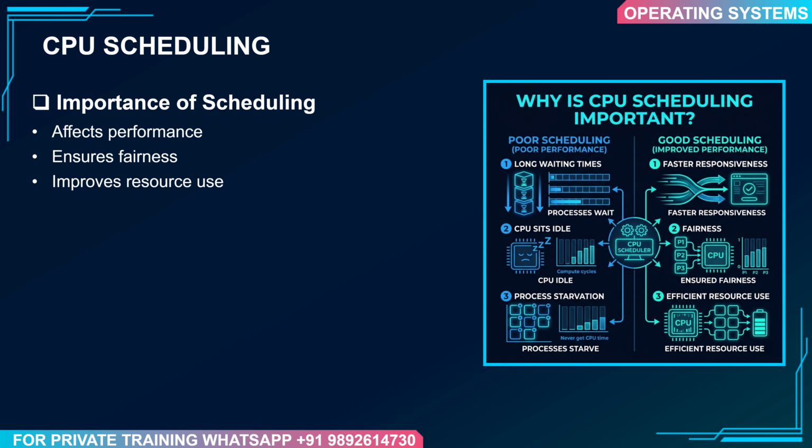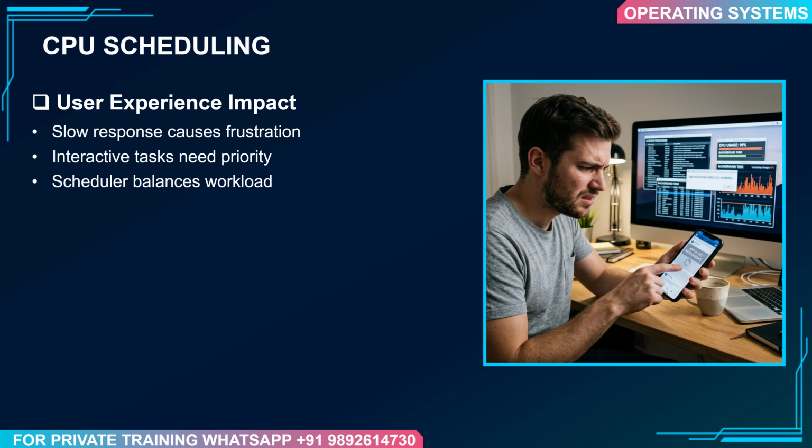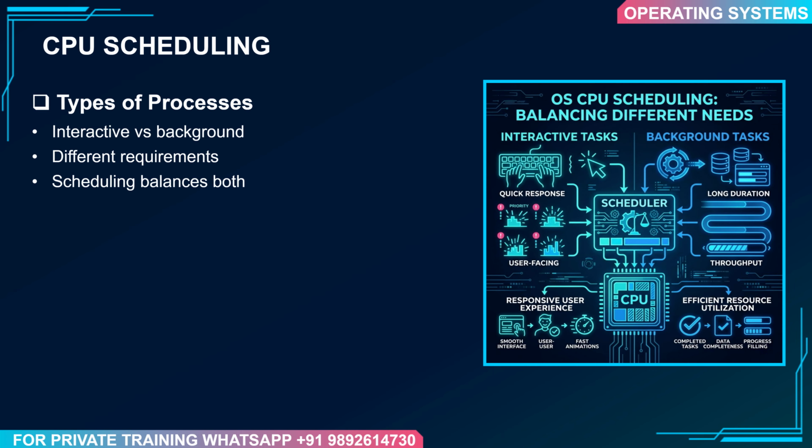Now, why is CPU scheduling so important? Because it directly affects system performance. If scheduling is poorly designed, processes may wait too long, the CPU may sit idle, or some processes may never get a chance to run. On the other hand, a good scheduling strategy improves system responsiveness, ensures fairness, and makes efficient use of resources. Let's take another example. Suppose you click on an app and it takes 10 seconds to respond because the CPU is busy with background tasks. That would be frustrating. A good scheduler ensures that interactive tasks like user inputs get quick attention even if background processes are running. This brings us to an important idea.